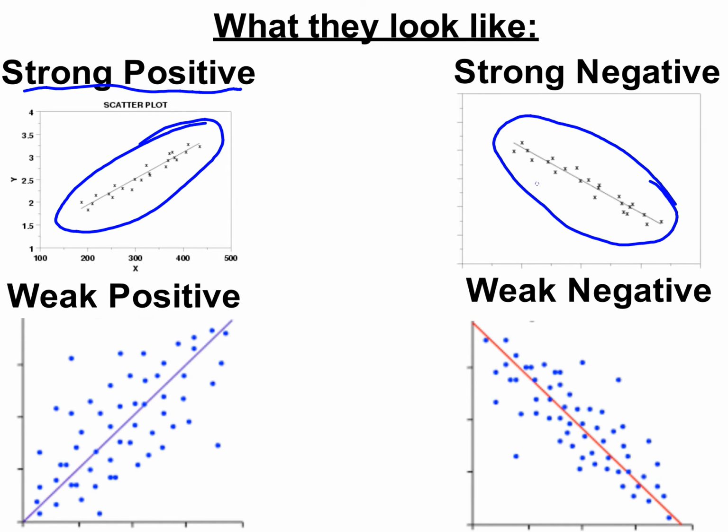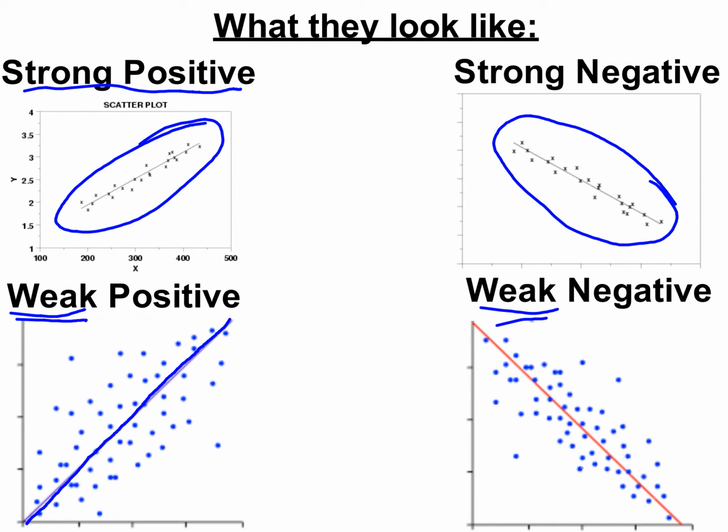A weak positive, here's the trend line here, but if you notice, the dots are all over the place, so it's not a very good predictor of what the outcome would be. And a negative trend line here, but it's a weak negative because most of the ordered pairs are not closely resembling the data. So again, not a good predictor of what the outcome would be.